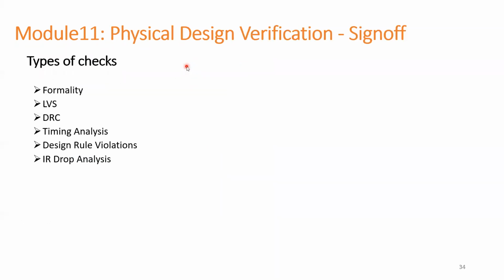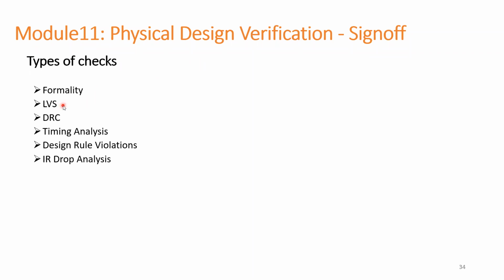Once the PNR, place and route, is done, we come to sign off. This is the sign off part. We need to run formality between the synthesis netlist and the PNR netlist to check the logical equivalence between these two. This formality we also call LEC, logical equivalence check.